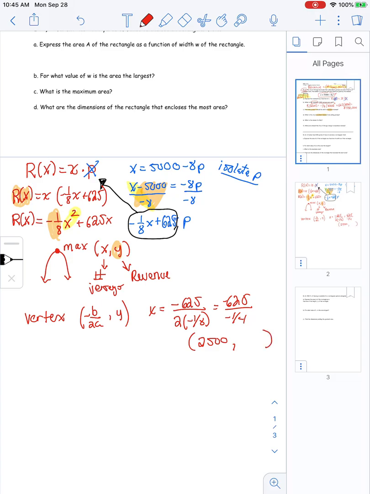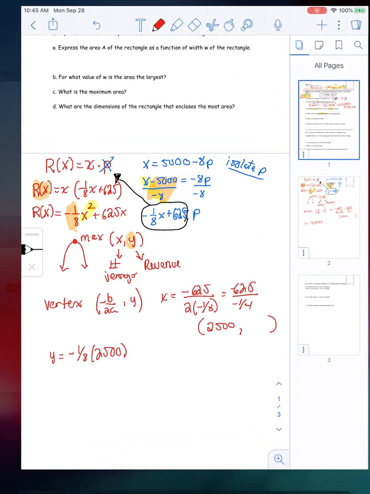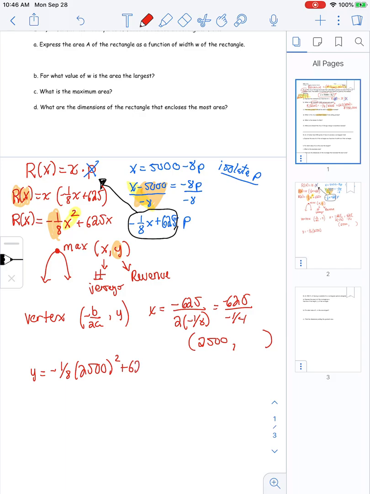Now to get the y value, I have to go back to the equation and actually plug that 2,500 in, plus 625 times 2,500. So we're going to have to plug this into the calculator, and what we should get is $781,250. Okay, so there's our vertex.